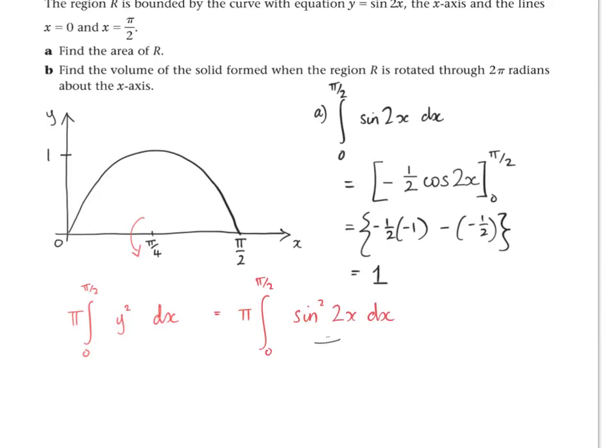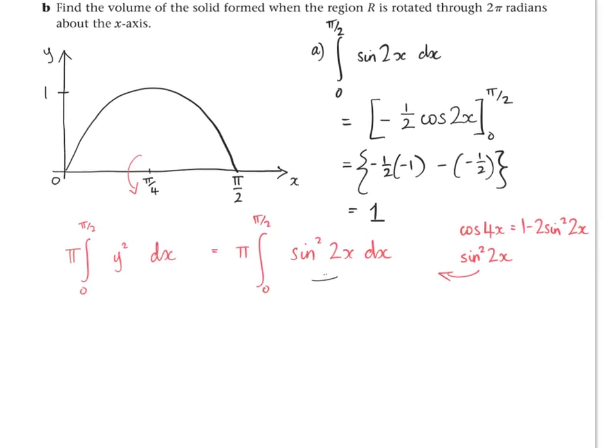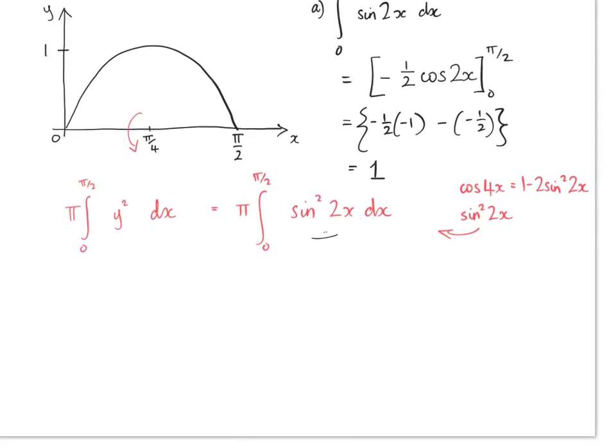Now as soon as you see sine squared, you're going to have to use the double angle formula. So if I use cos of 4x is equal to 1 minus 2 sine squared 2x, and if I rearrange that, I get sine squared 2x, so I can pop that back into the integral, and it makes us able to do that. So same sort of thing again, when you've got sine squared or cos squared, you revert to the double angle formula to help you out.